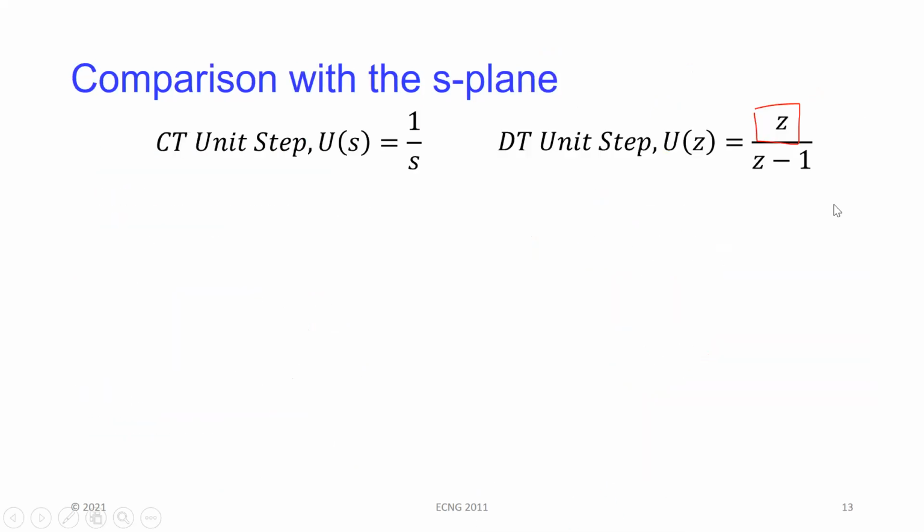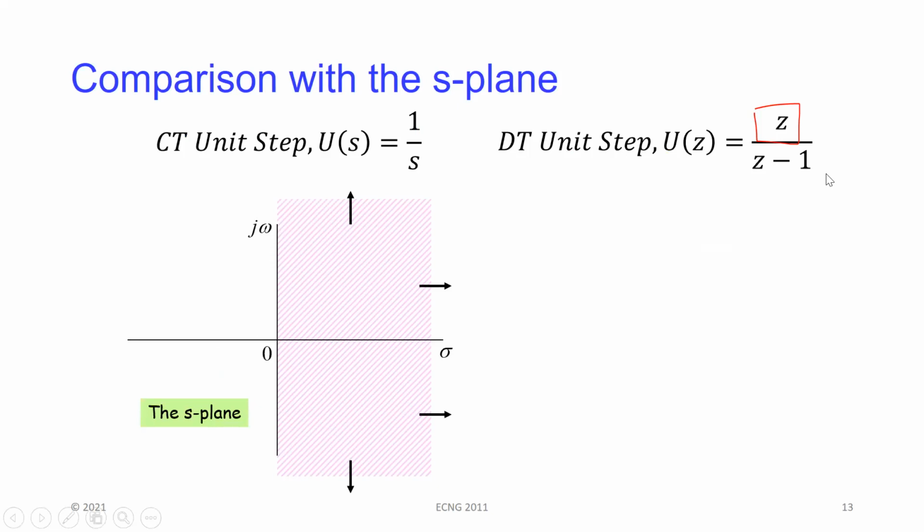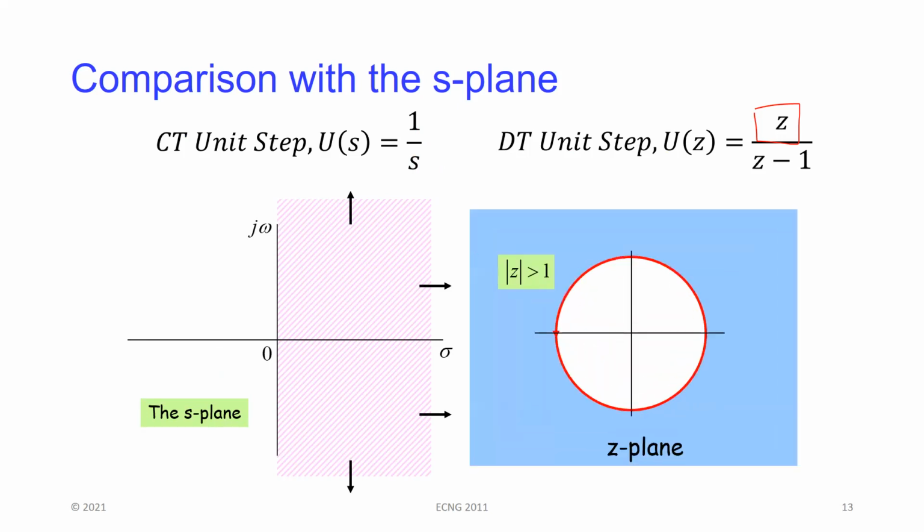Right, as we had it here. So you're comparing the discrete time unit step with the continuous time. All right, and we saw that in the case of the continuous time unit step, the answer converged everywhere on the right-hand side of the S-plane. Right, this only converged on the right-hand side of the S-plane. The discrete time version converged outside of the unit circle.